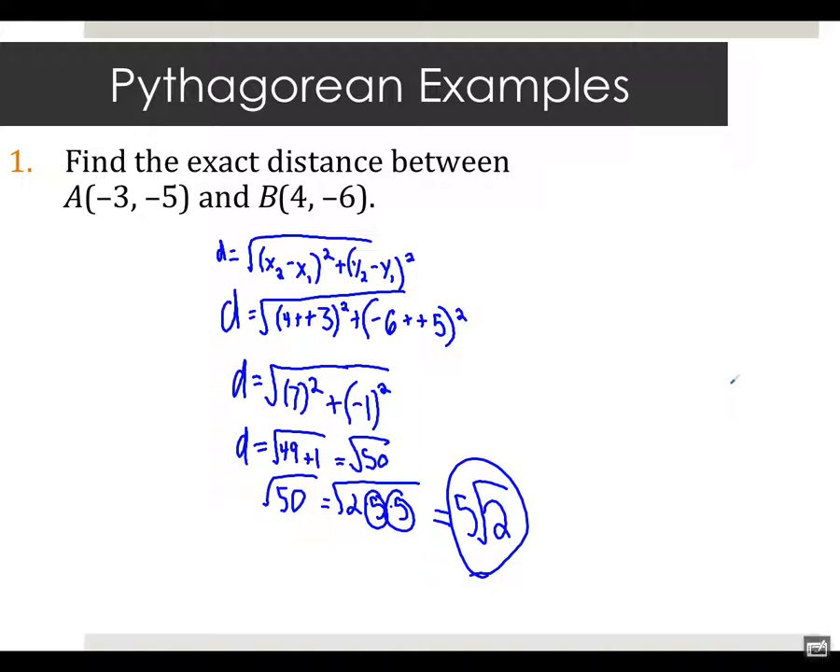So your answer should be 5 square roots of 2. Any problems with that? If you made a mistake, I'm guessing it happened in this area here, either setting it up or doing some simple addition and subtraction. Most of you are pretty good at squaring numbers and adding numbers.